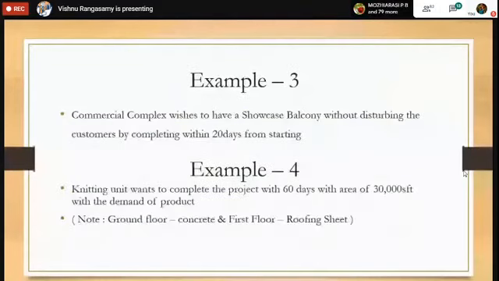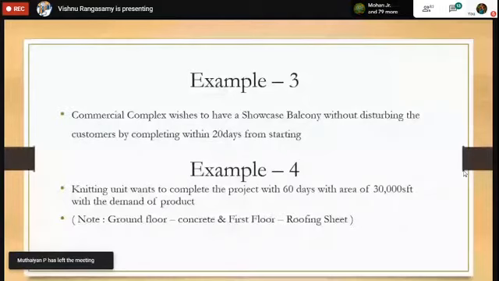So this is the third example, a commercial complex. It is a 5-story building that wishes to have a showcase balcony. All of you know the showcase balcony, where they can showcase their products in the front, like on a roadside. It is a cantilever slab where they can keep some of their products. Those who are walking on the road can see what is inside the showroom.